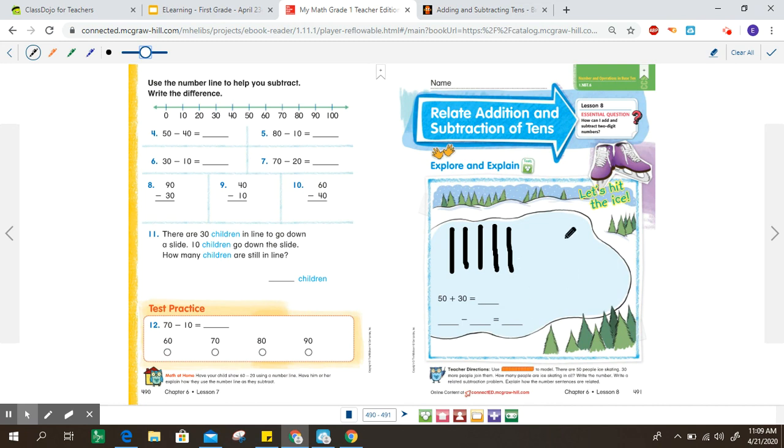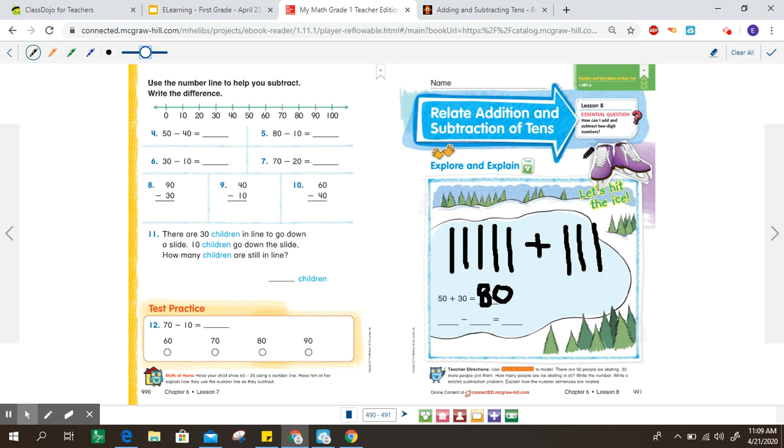30 more people join them. 10, 20, 30. Now if they join, we're getting more. We are adding. How many people are ice skating in all? Write the number. All right, so let's count it up. 10, 20, 30, 40, 50, 60, 70, 80. So 50 plus 30 gives you 80.